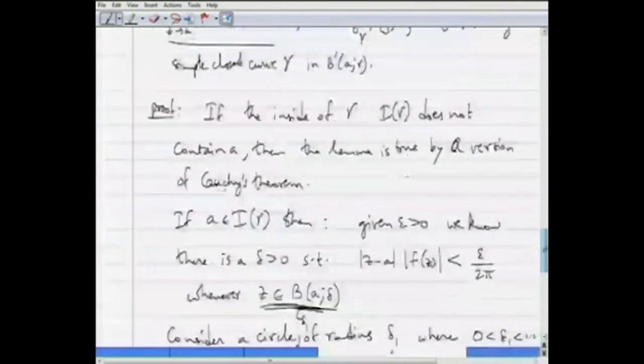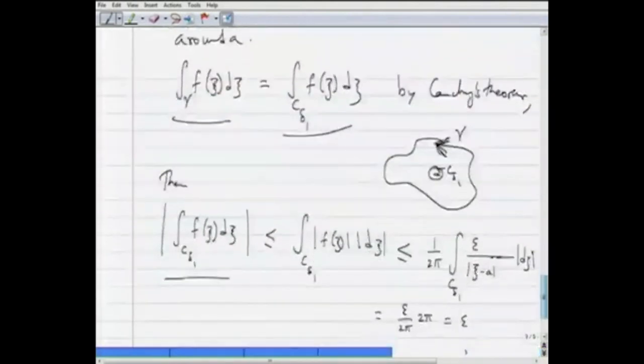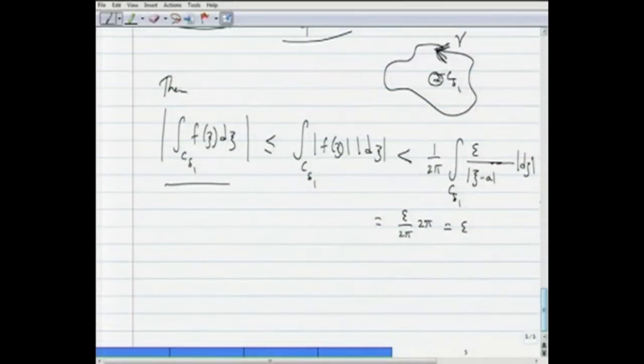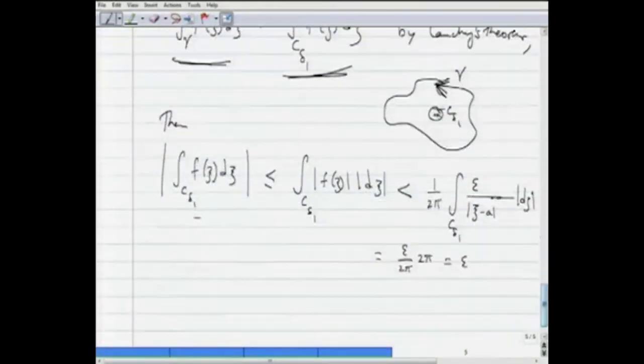So, this was a strict inequality, sorry. So, this is a strict inequality here. So, I get epsilon. This is strictly less than epsilon. So, in summary, this integral is equal to this integral and this is arbitrarily small. So, integration over gamma f of zeta d zeta is equal to 0.